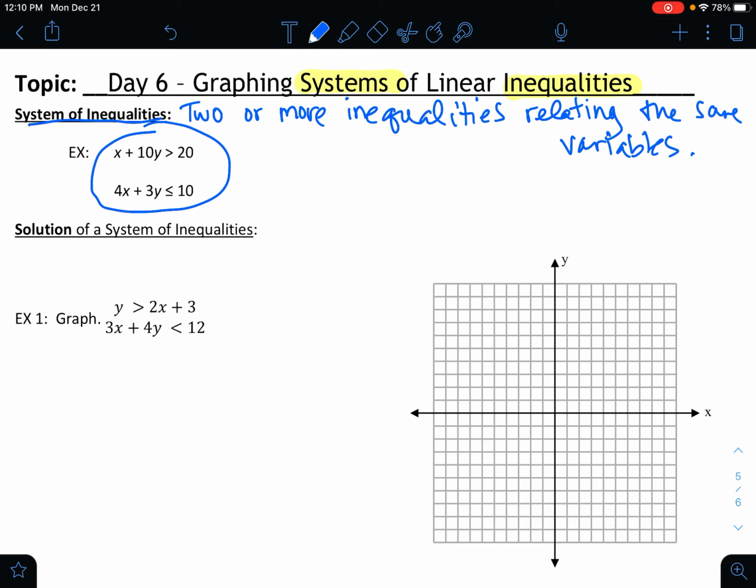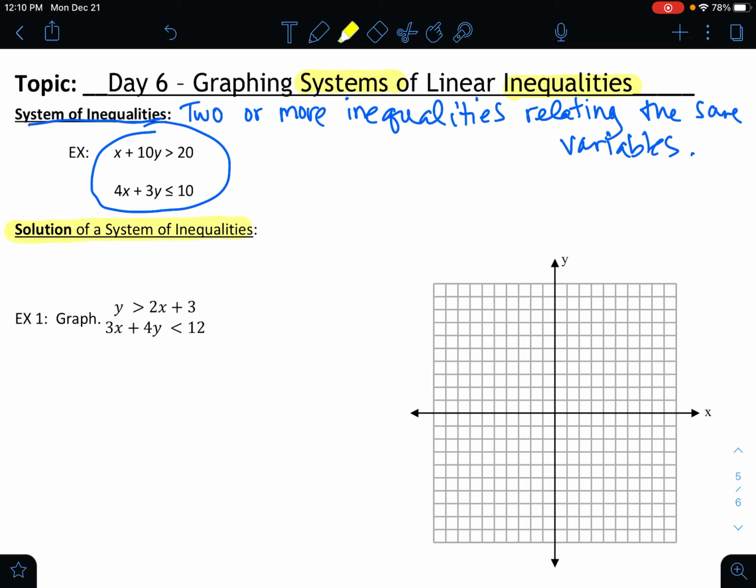When we solve these, we are always going to graph them. We are going to do what we did yesterday with graphing and shading, but we're going to have two lines or dashed lines on one graph, and then we're going to have double shading. Okay, so let's go on.